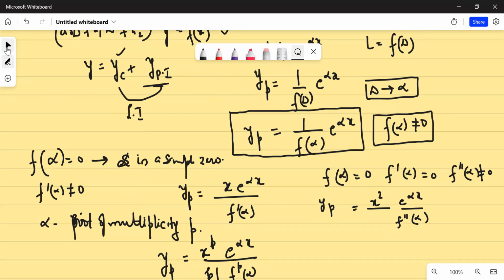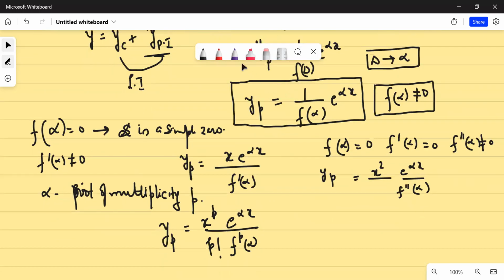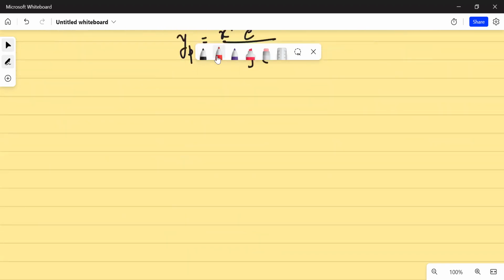And if you have a root of multiplicity p, the p factorial will come automatically. Then what you have to do is simply multiply with x to the power p divided by f p alpha. Is that clear or not? That is all you have to do. This is how the formula is. So now let us do a question and then try to understand this in detail.